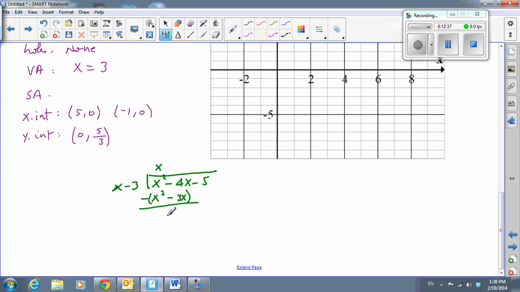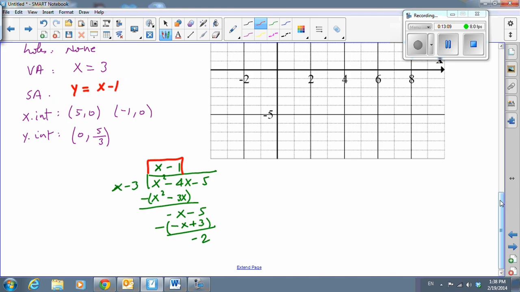You end up with negative 4x. That will be negative x. Excuse me, minus 5. And you will subtract here 1 to get negative x plus 3. Change the signs, and you end up with -2. Honestly, what you end up with is not important. What is important is the value that you get here. That represents your slant asymptote.